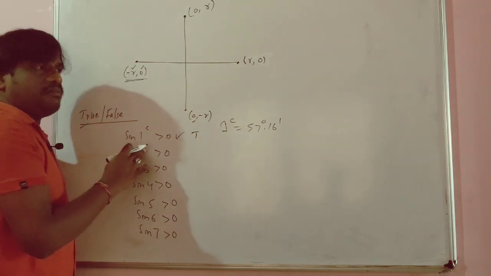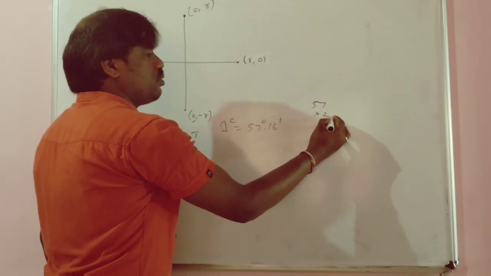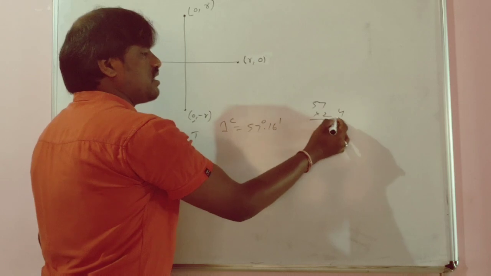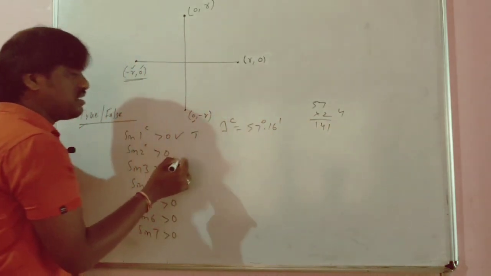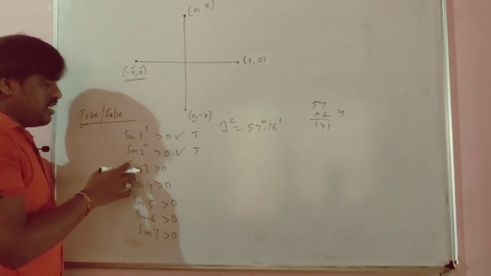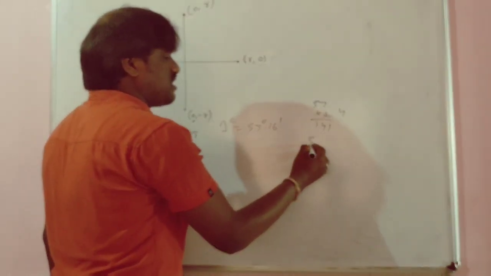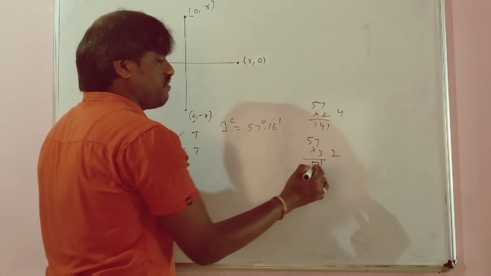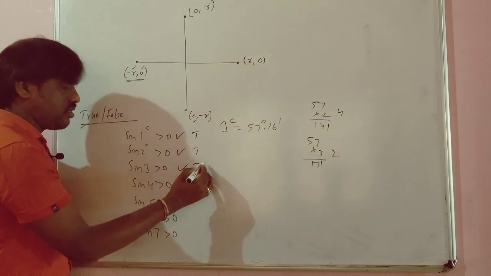2 radians means what here? 57 into 2. So here, 2 sevens are 14, and 2 fives are 10, and here 14. This will be in the second quadrant. In the second quadrant sin is positive, so true. Sin 3 radians, that is 57 into 3. 3 sevens are 21, 3 fives are 15, 171. So 171, true.